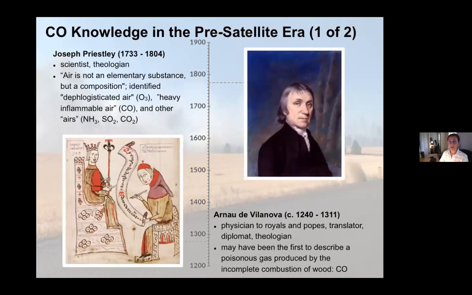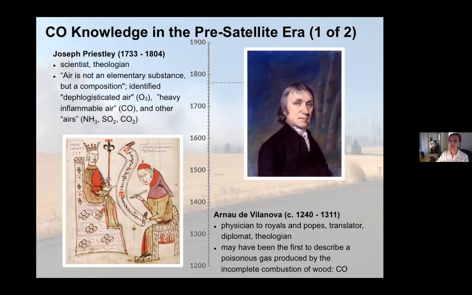And a little bit about what we knew before satellites. So let's move all the way back to the 13th century, when this gentleman here called Arnaud de Villanova may have been the first one to ever describe carbon monoxide, although evidently he didn't call it this way. He wrote about a lethal, toxic gas produced from the incomplete combustion of wood. And I have to tell you this story, which I learned very recently, because he was born a couple of kilometers south of my own hometown, so I had to just tell you.